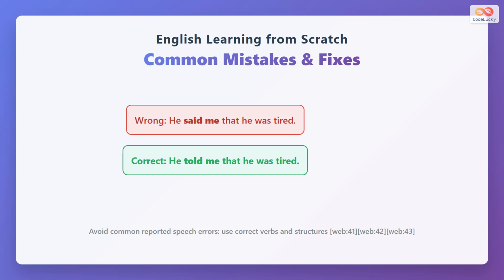Avoid mistakes like, he said me that he was tired. Correct this by saying, he told me that he was tired. Using tell with a person and said correctly makes sentences clearer and grammatically correct.